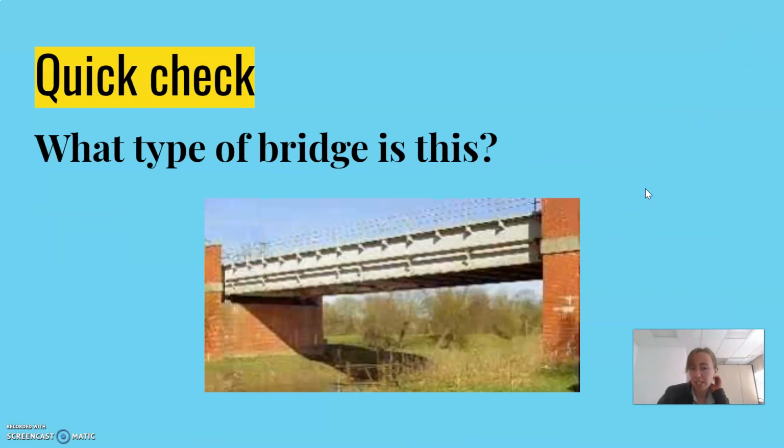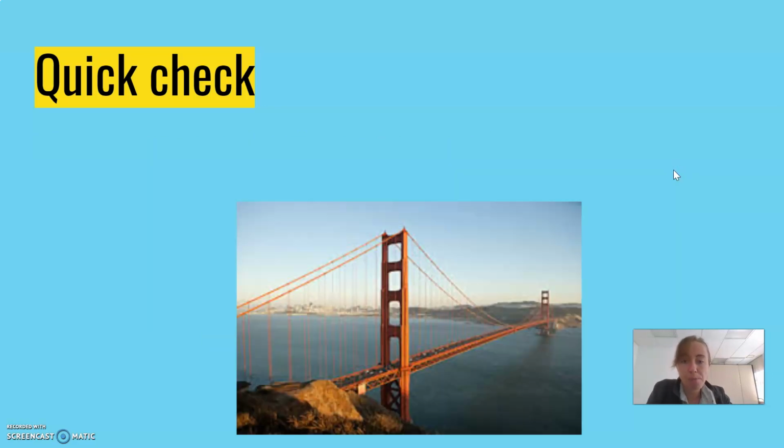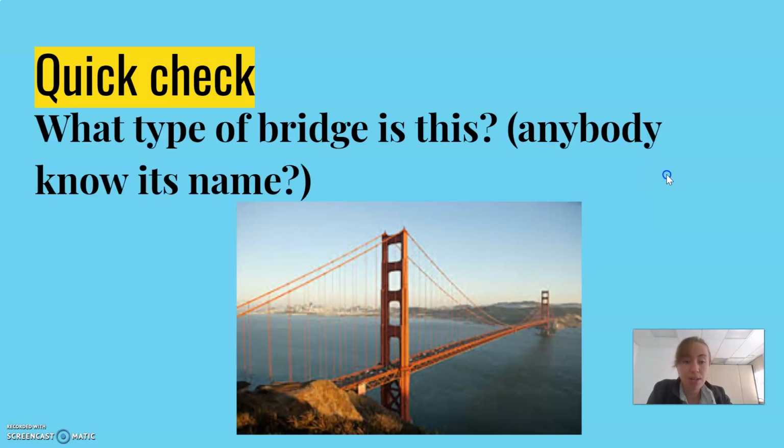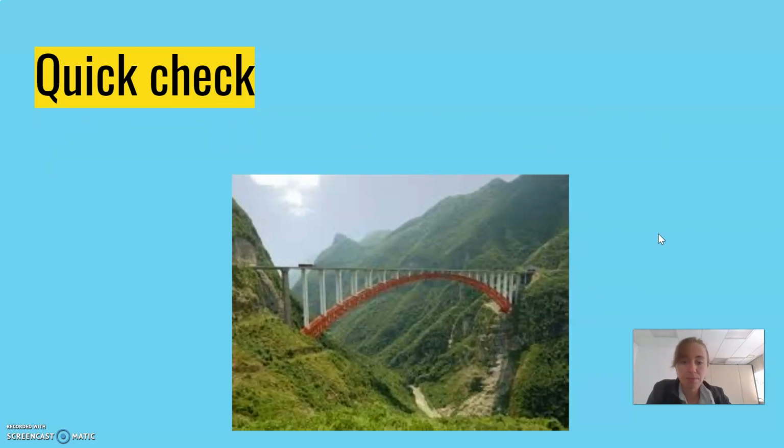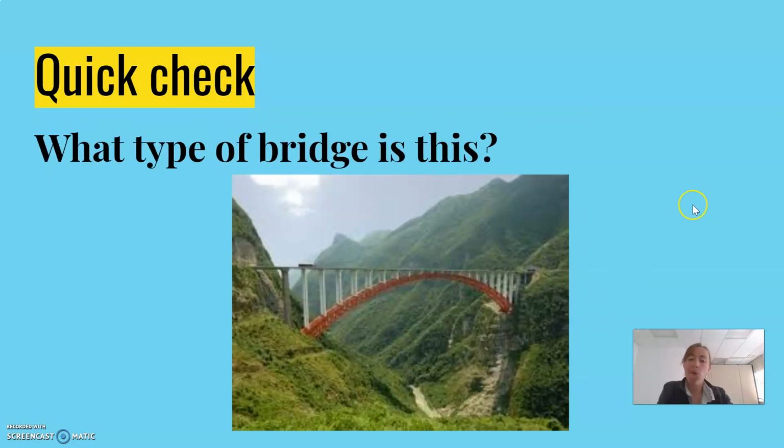Okay, what type of bridge is this? Hopefully you know that this is a beam bridge, pretty straightforward. What type of bridge is this one? This is suspension. This is the Golden Gate Bridge in San Francisco. You can see it's really, really long. What type of bridge is this one? This is an arch. You can recognize that just by the arched shape.